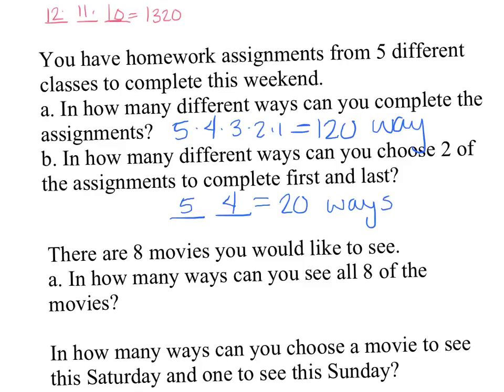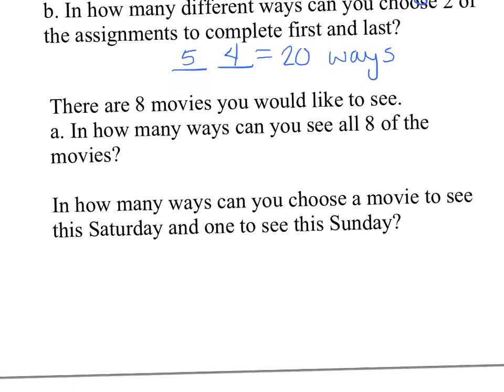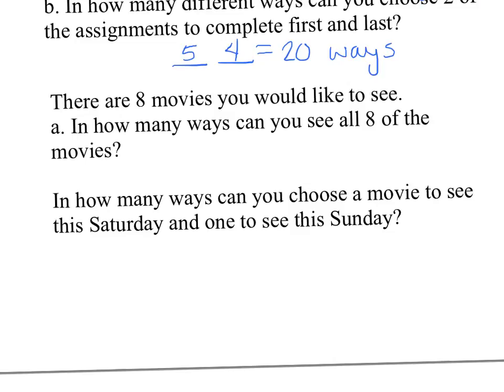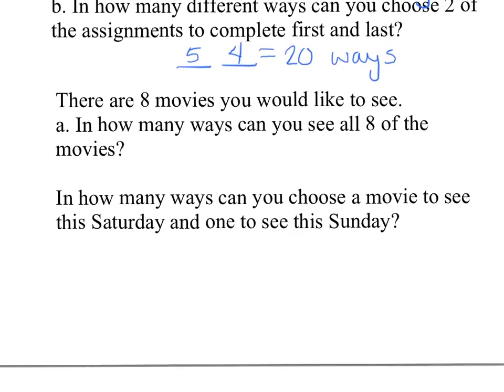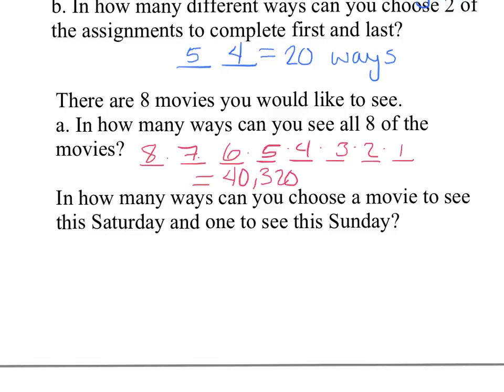Okay, next example. You have 8 movies you would like to see, and how many ways can you see all 8 movies? So we're using them all up here. So we have 1, 2, 3, 4, 5, 6, 7, 8. You can choose the first one. You have 8 to choose from. Once you've watched that one, now you have 7 to choose from. And then 6, 5, 4, 3, 2, and 1. Okay, so you multiply all of those together, and you get 40,320 ways to watch those movies.